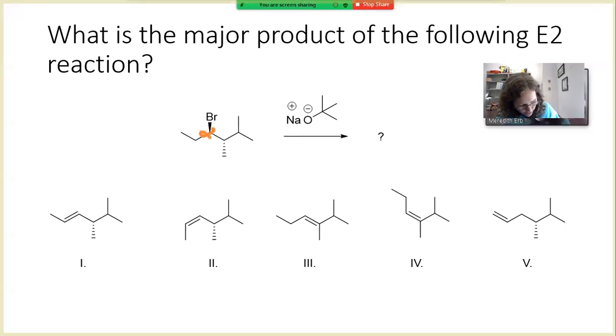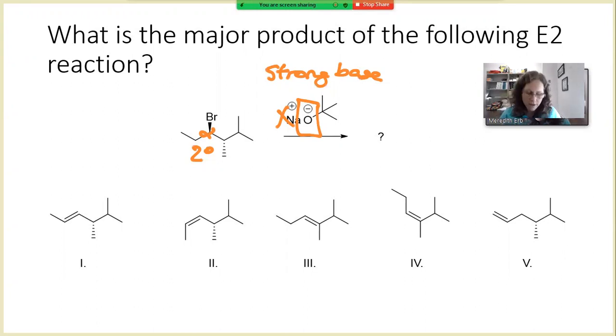So again, here's our alpha carbon showing us that we have a secondary substrate. We know this is a strong base because of the steric hindrance and the negative charge on the oxygen. Don't worry about the sodium, that's just our counter ion. It doesn't participate in the reaction. In order to think about what's going to go on here, we also have to consider the beta carbons. So we have 2 beta carbons in this case. And also very importantly, we have to think about the beta hydrogen atoms. So there are 3 beta hydrogen atoms on this molecule.